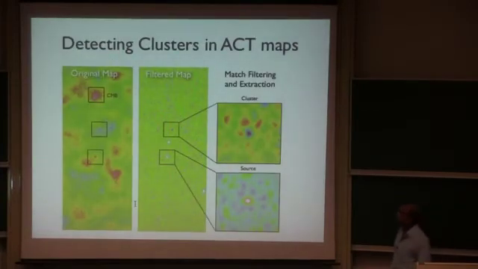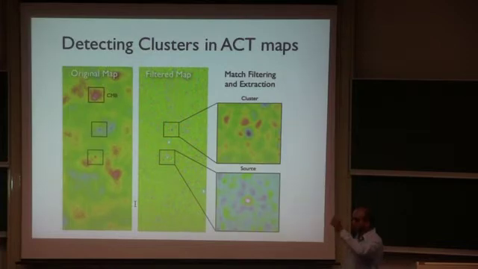Okay, so how do you detect clusters? Well, this is the original map. Once you have the time-ordered data, you have to use a lot of intensive computing power to convert that time-ordered data into maps. Once you do that, you start to see features that are CMB-like, or this is a cluster, and this actually turns out to be a dusty galaxy.